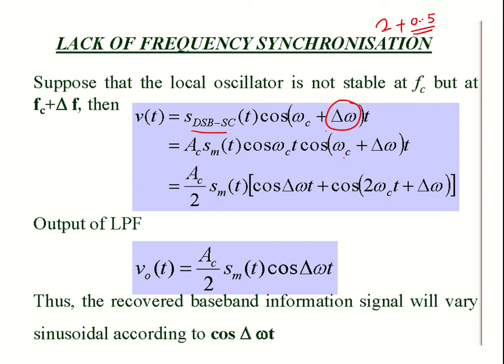We multiply and then use the same cosine identity with theta 1 and theta 2, and we will get this one. Now if you apply the low pass filter, we will get this thing. This is the low frequency component, and omega c is the high frequency component. So that will be the output of the low pass filter.